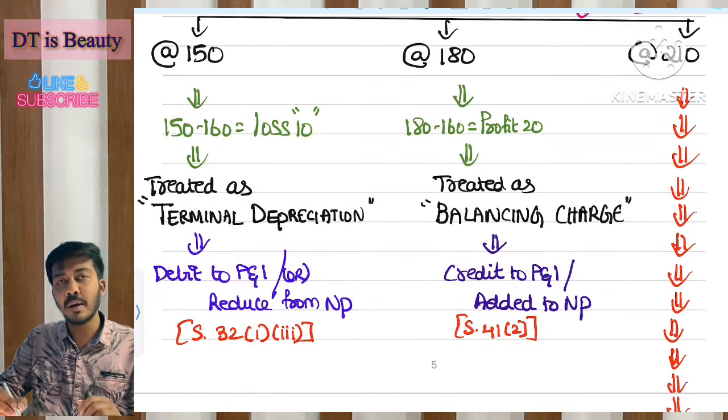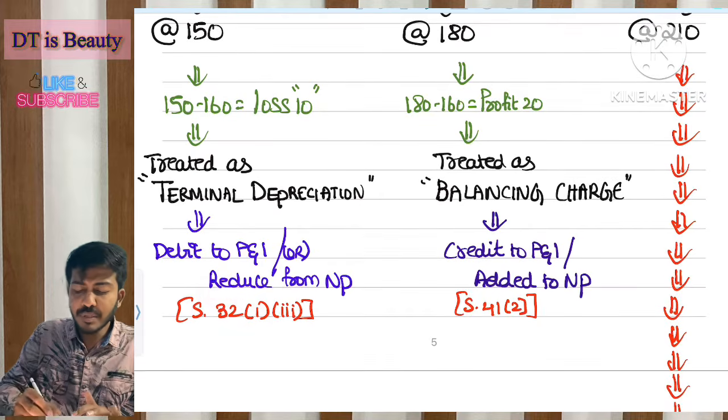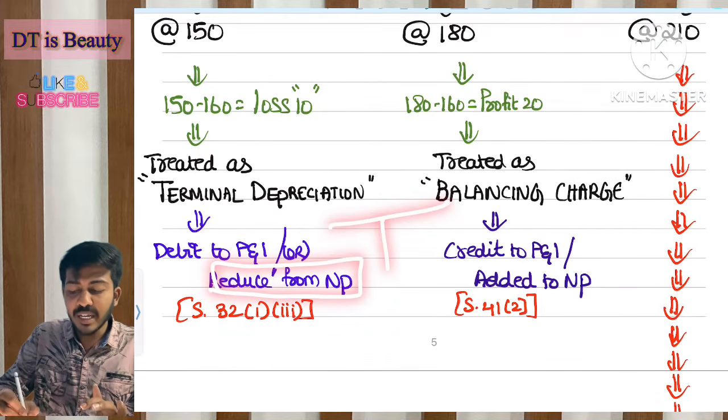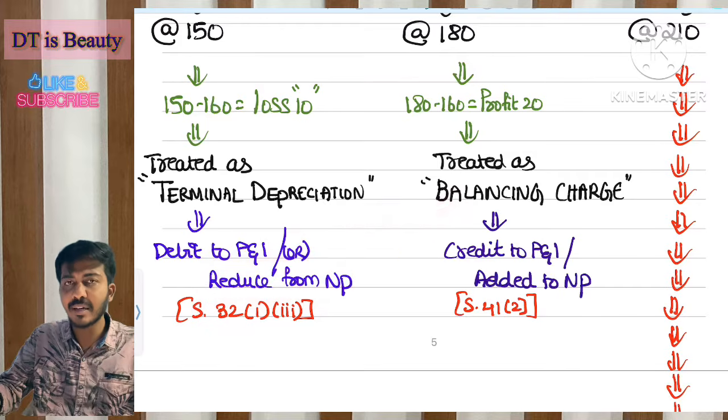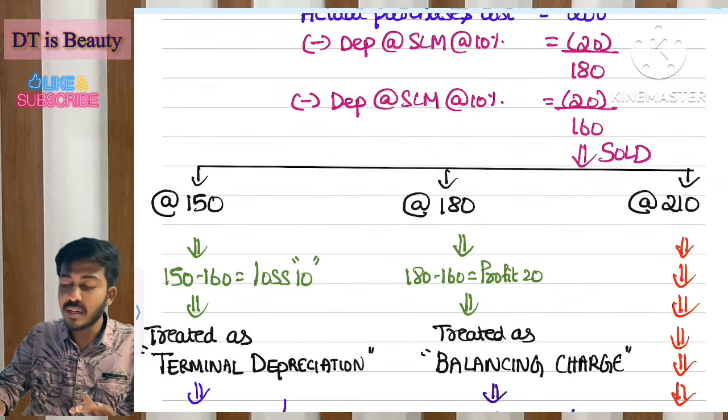What will you do with this terminal depreciation, sir? Reduce it from the net profit. If it is already given in the P&L as a debit item, put a tick, it is a correct item. However, come to the next case.